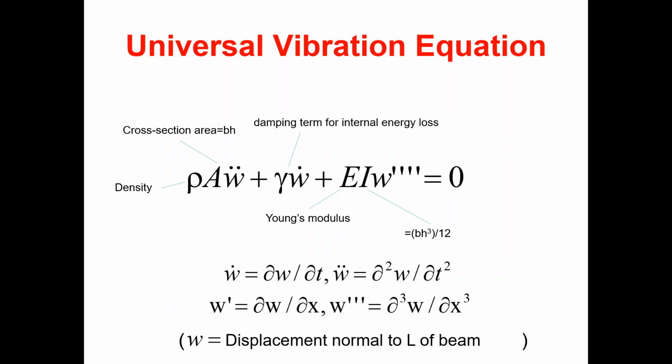Okay, and you have to keep in mind that W is the displacement normal to the length of the beam. So whenever we are talking about, just to make everything clear, let's say this is your beam, W is the displacement in this location, and this is X.